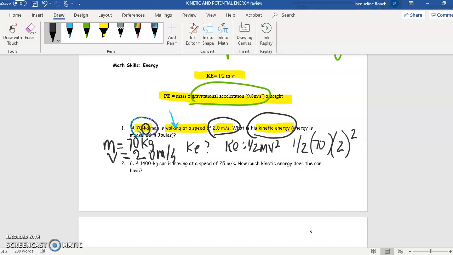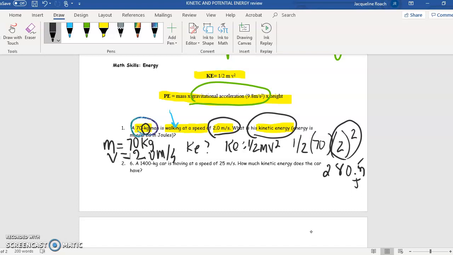If you don't have a scientific calculator, make sure you do the 2 squared first and then multiply by the rest. So when you multiply across, you should get 280.5 joules.